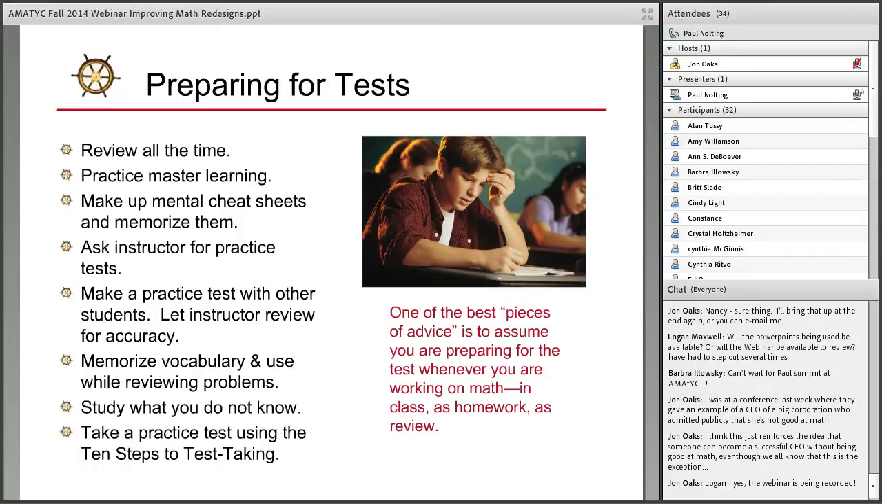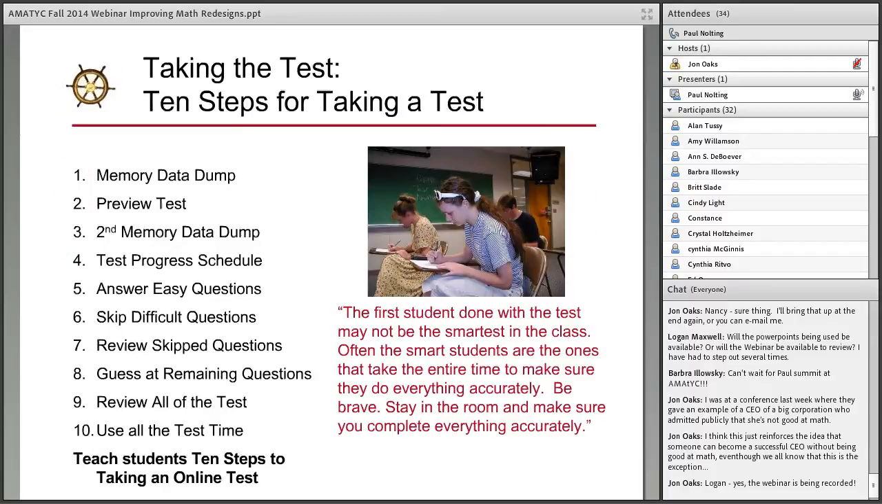This is good stuff. What do you got to do to make up a cheat sheet? You got to figure out what you don't know. And then you can write it down. I used to say memory data dump. Some of you may not like the word cheat sheet. I understand that. Make up your own words. But I guarantee the students did. And boy, was I surprised when about 50% of the students told me they actually made these up and used them in high school.